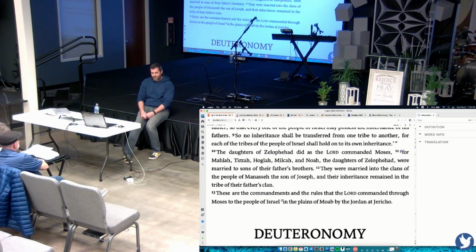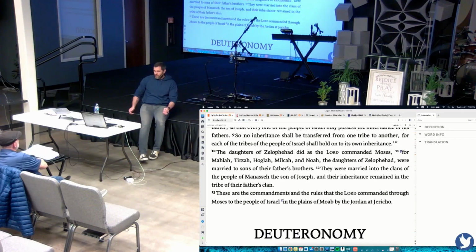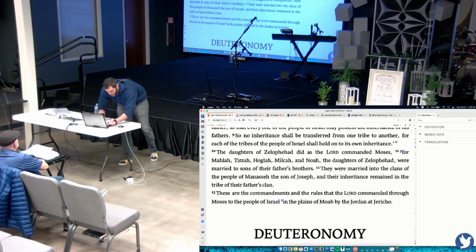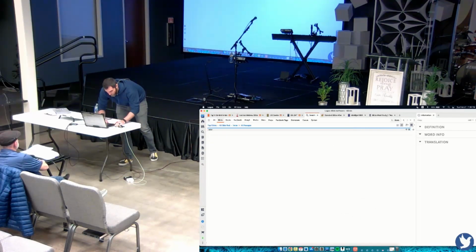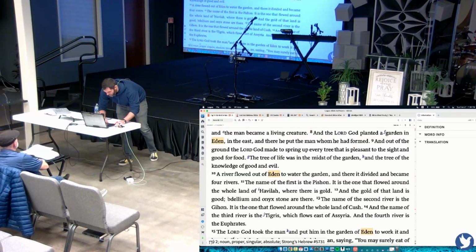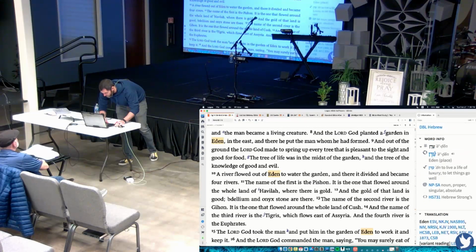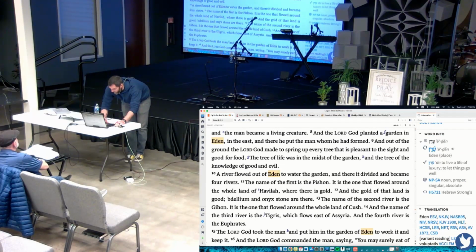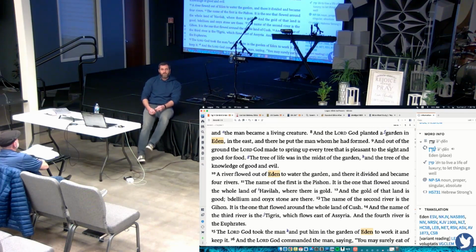So, how does this promised land inheritance look like Eden? Well, they're coming from the east, west across the Jordan into it. Yep. So Eden, remember, I'm going to look it up for you. Eden, Genesis 2, I'll do it this way. Search for Eden. And Genesis 2:8, Eden means East. To live a life of luxury or to let things go well.